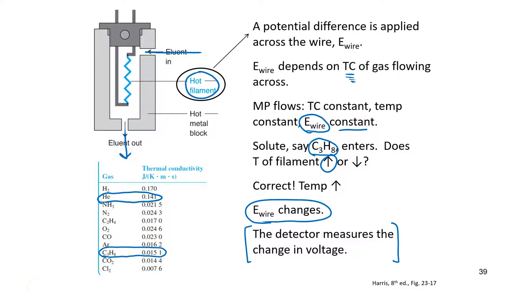Let me pause this video and show you a real thermal conductivity detector. This is an actual thermal conductivity detector. You can see it's really not all that big, and this TCD actually has four filaments. I'm thinking two were probably reference filaments just for carrier gas, and two actually receive flow from the column.